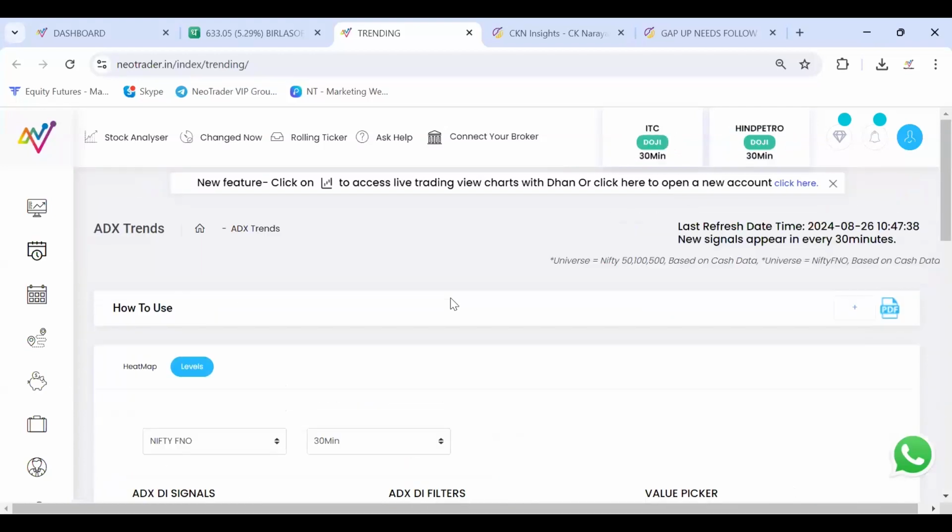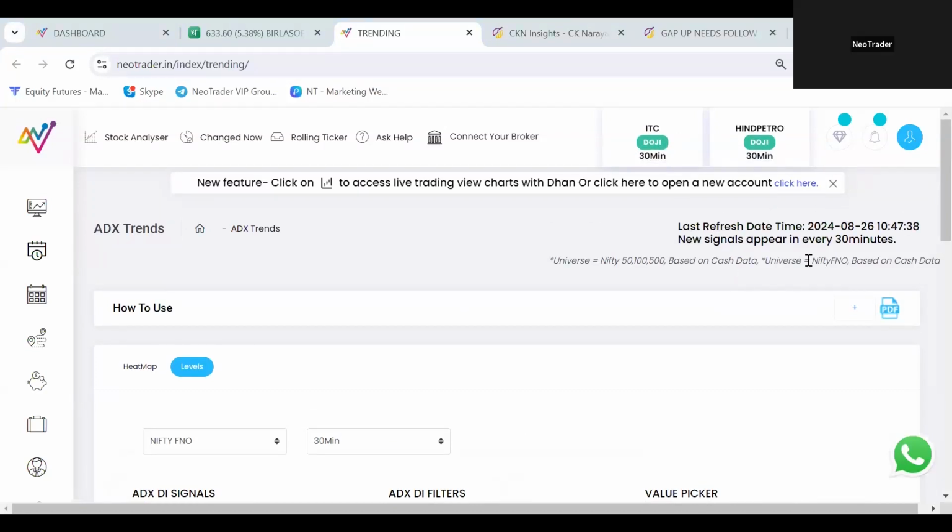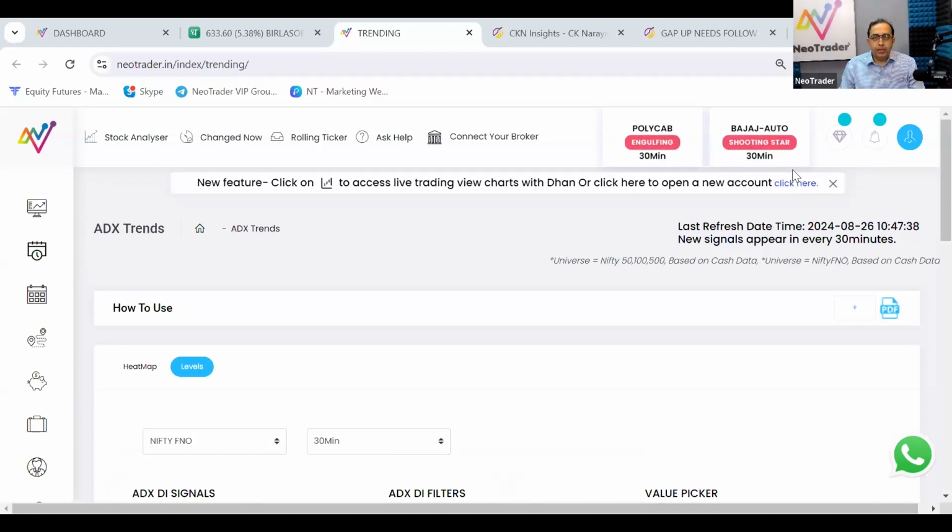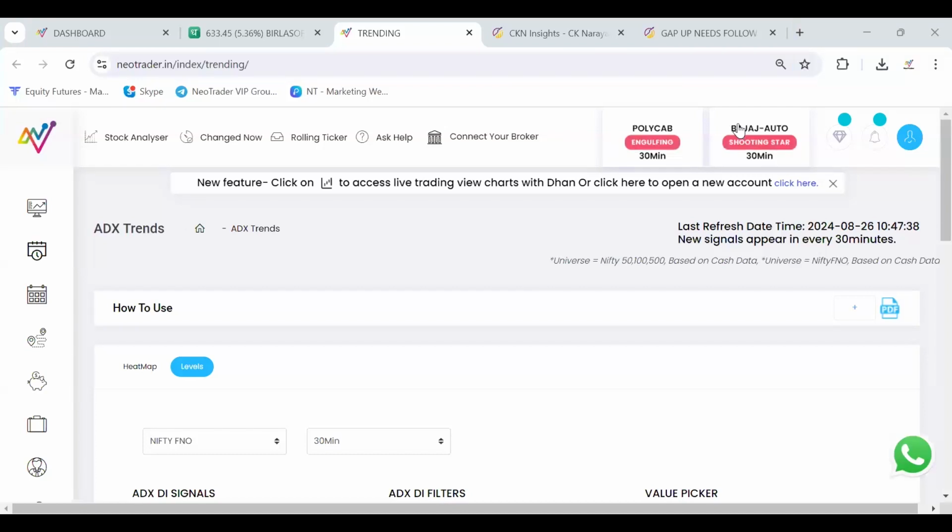Now you can see that this page keeps on refreshing every half an hour. As you can see here, right at the top, there is this time element. So in a few minutes from now, Neo Trader will do the processing and make it available for you. So what will Neo Trader make available for you? Let's go and take a look at that.